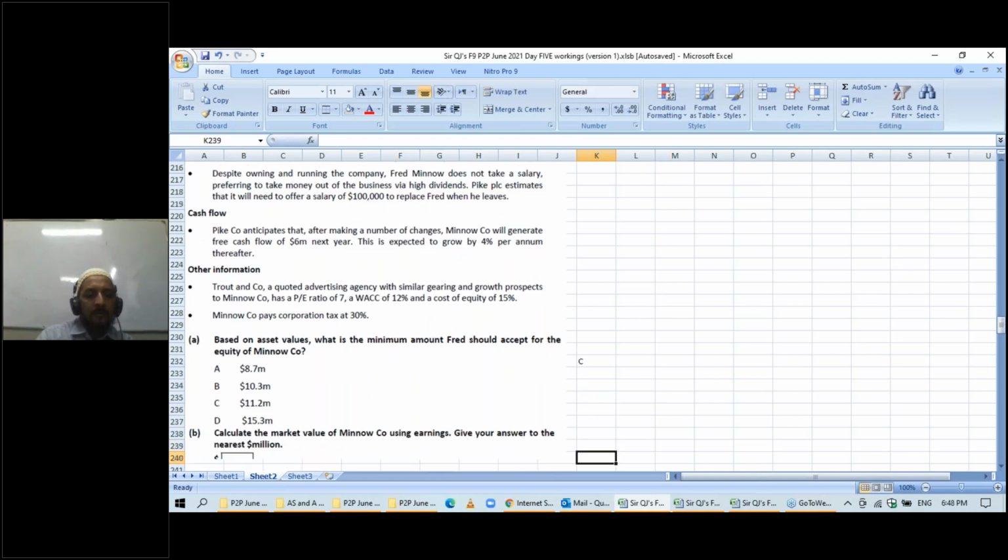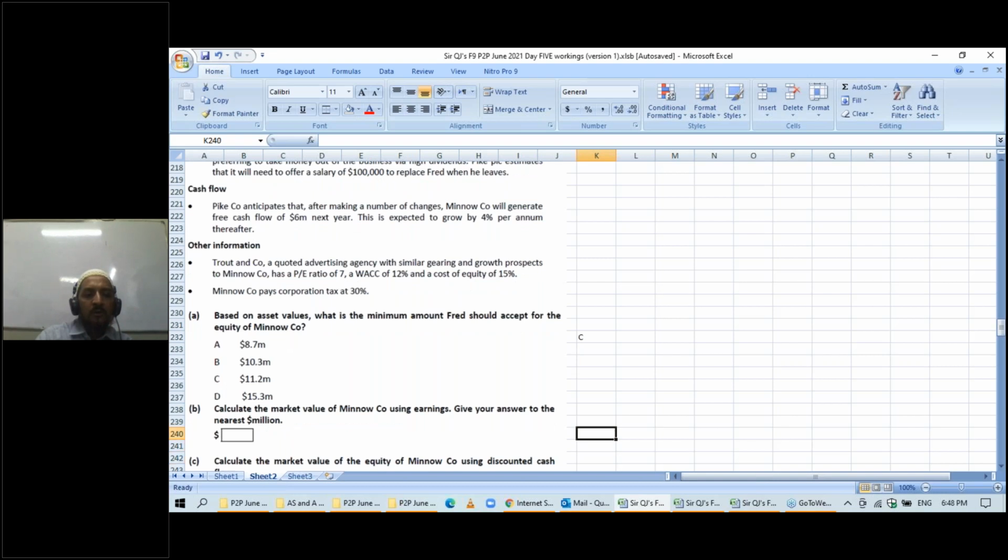Now, requirement B, calculate the market value of Minnow company using earnings. So what do we mean by earnings? They are asking to calculate on the basis of the price earning ratio. So the market value of a company on the basis of the price earning ratio is equal to EPS multiplied by the benchmark PE ratio.